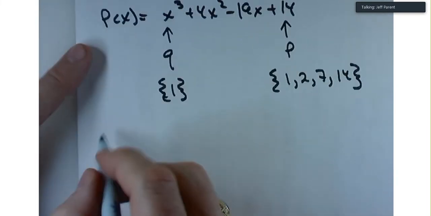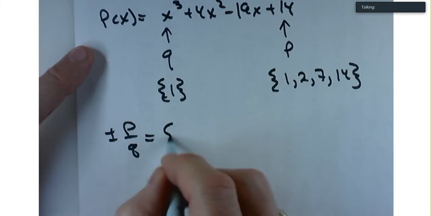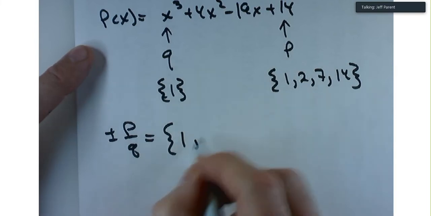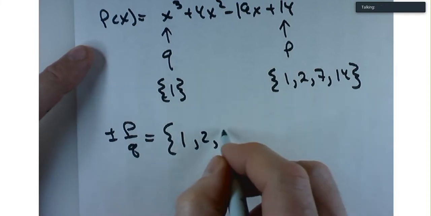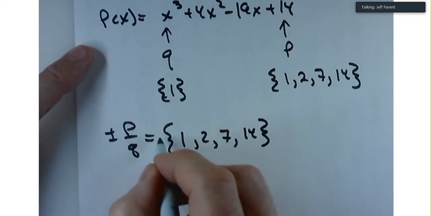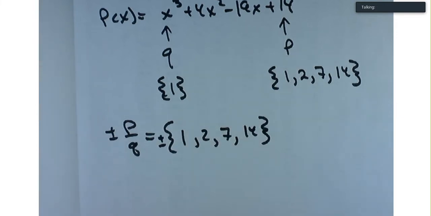And if you looked at plus or minus p over q, that's going to be 1 over 1, 2 over 1, 7 over 1, or 14 over 1. And I'll just squeeze in the plus or minus out front, because it could be a plus 1 or a minus 1.